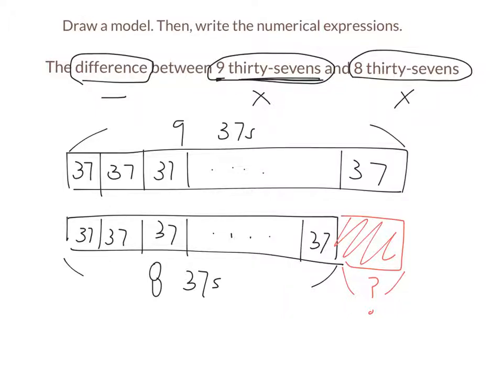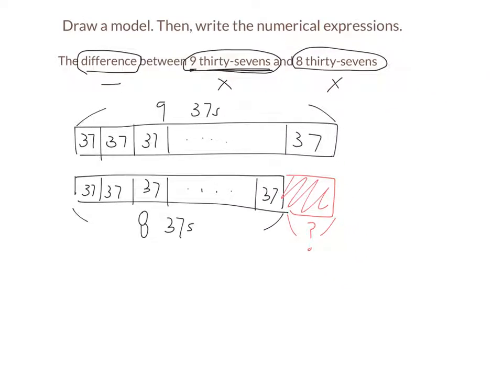Okay. So if I'm trying to find the numerical expression now, if I want to write the numerical expression, if I have 9 37s, how can I show that using numbers? 9 times 37. Good. If I have 8 37s, how can I show that using numbers? 8 times 37.